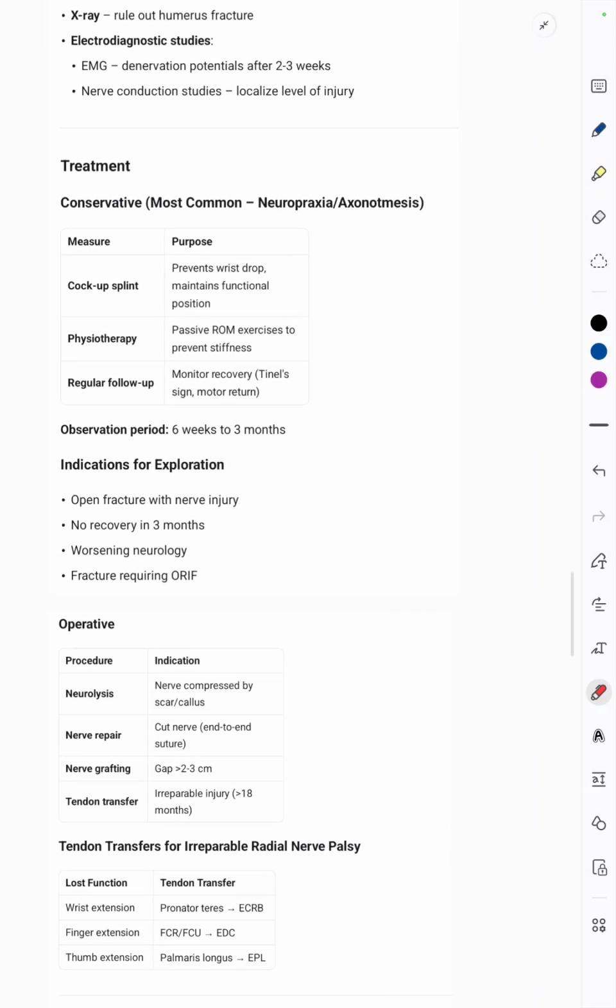Treatment is conservative, most commonly in neuropraxia and axonotmesis, where a cock-up splint is given to prevent the wrist drop. Then physiotherapy and regular follow-up. Observation period is up to 3 months.